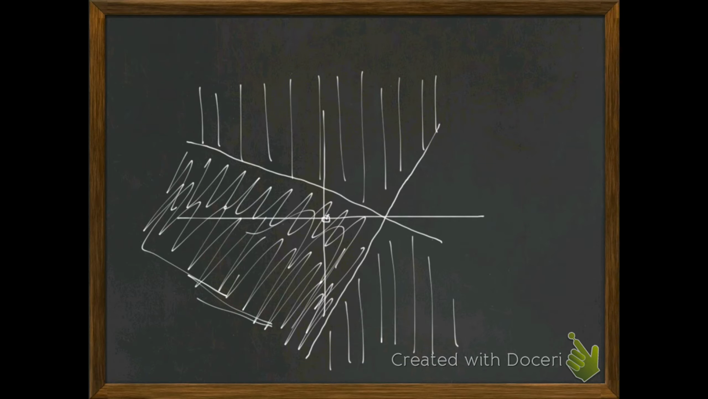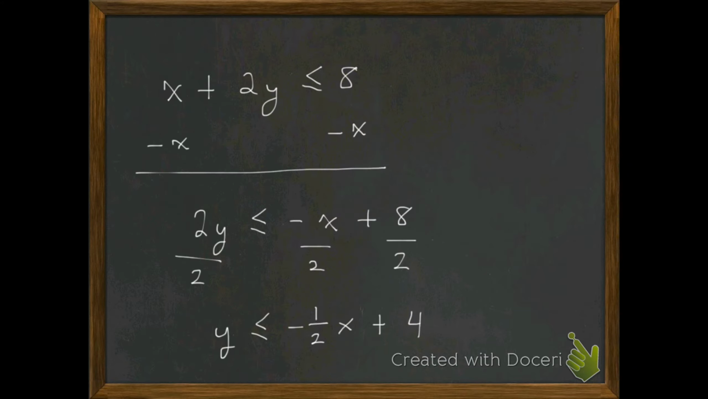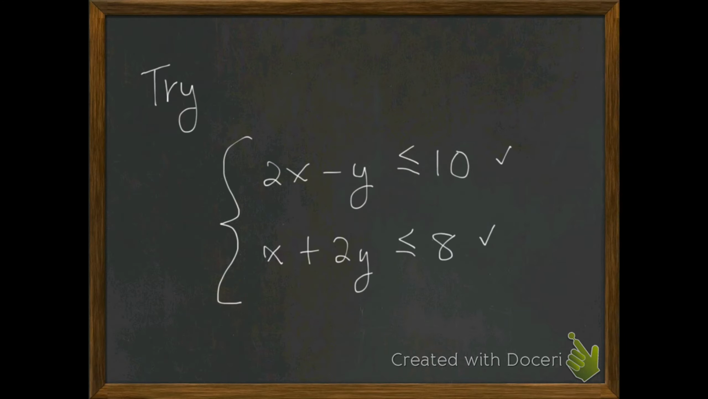Nothing fancy, but I want to focus on this point right here, 0, 0. So guys, if we go back to our original problem, which is this right here, and if we put 0 and 0 in for this, 0 is clearly less than 10.